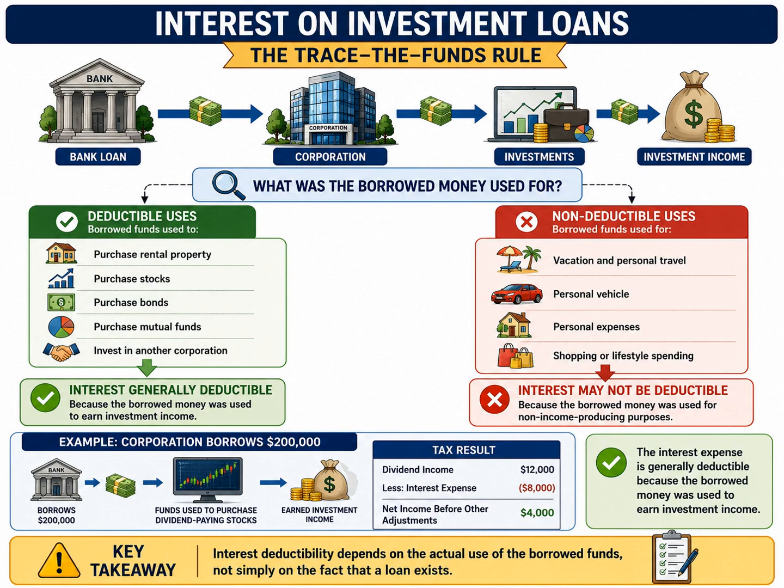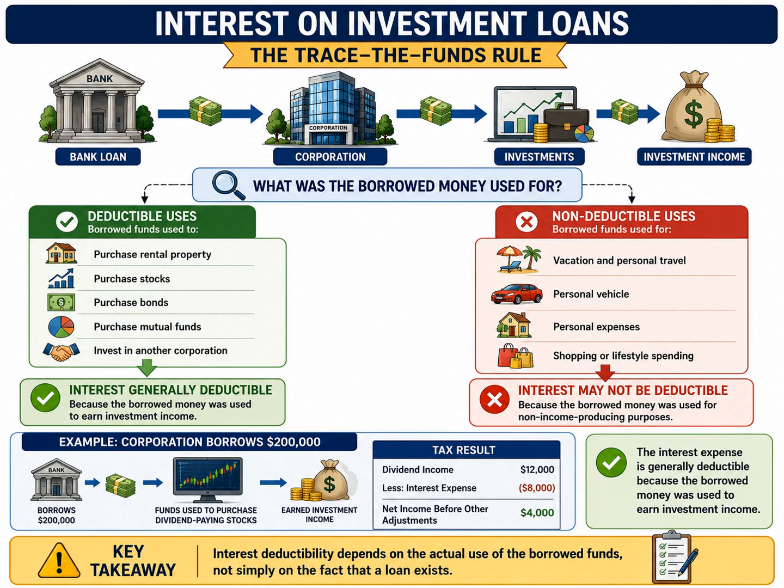When borrowed funds are used for investment purposes, the related interest expense is generally deductible. On the left side of the slide are examples of deductible uses of borrowed money. These include purchasing rental properties, buying stocks, acquiring bonds, investing in mutual funds, or investing in another corporation. In these situations, the borrowed funds are being used to earn investment income, so the interest paid on the loan is usually deductible. On the right side are examples of non-deductible uses.